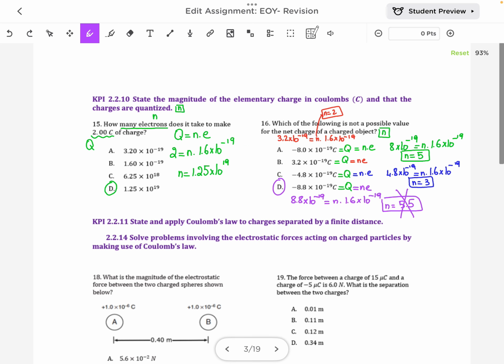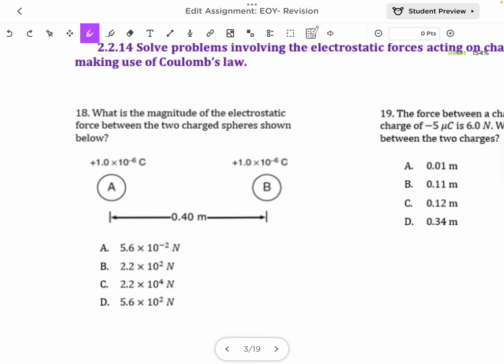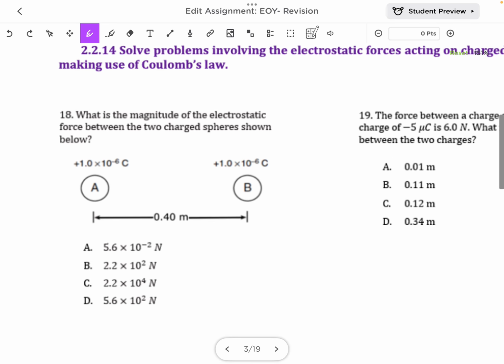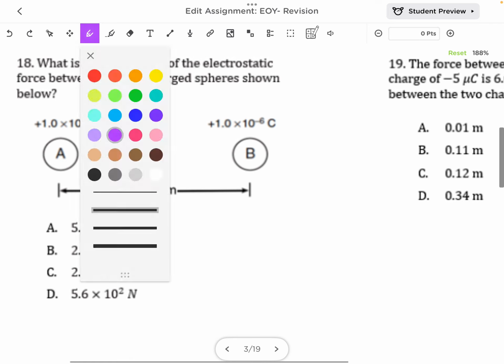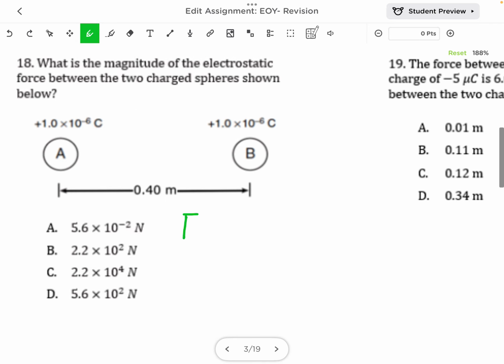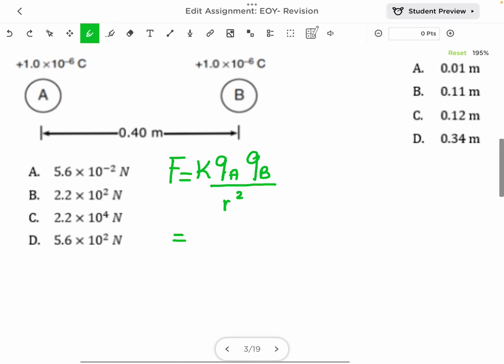Later, 2.2.11 and 2.2.14, we need to solve applying Coulomb's law. So I have here two charges where I need to check the Coulomb's law between them. Let me check. F equals k Q1, or QA, times QB, over the distance between them squared. In case I need to convert from centimeters into meters, you need to do the convenient conversion. k has the value 9 × 10 to the power of 9.